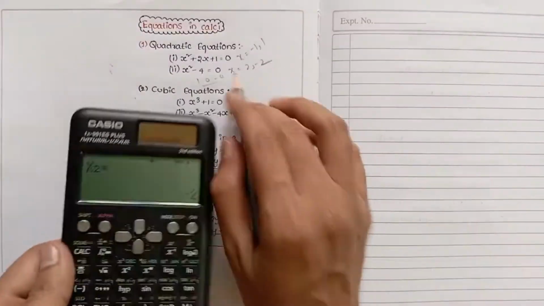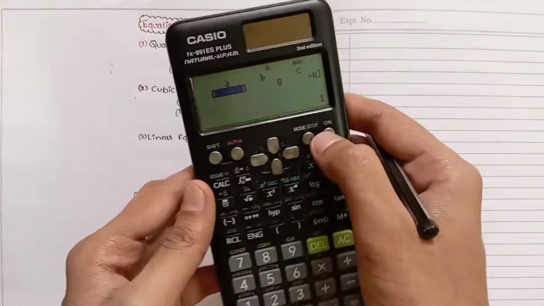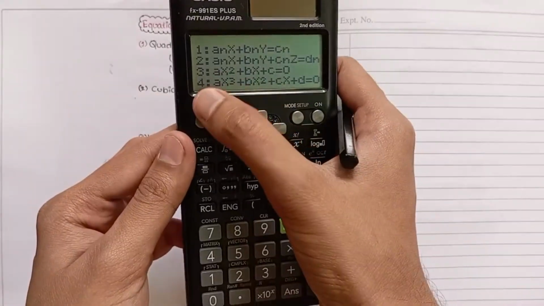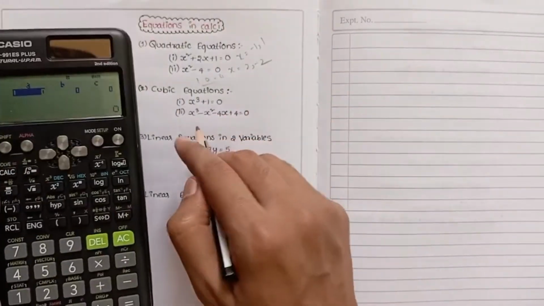In this way we will solve the quadratic equation. Same process for all equations. Let us solve one by one. Next one is cubic, so select 4 for the cubic equation. So what are the coefficients?